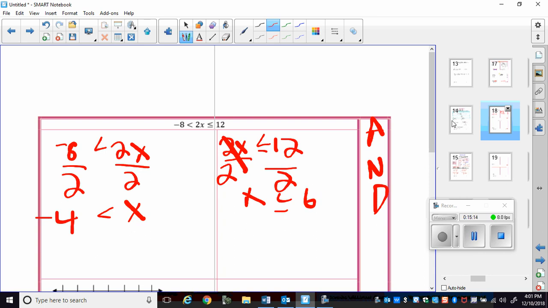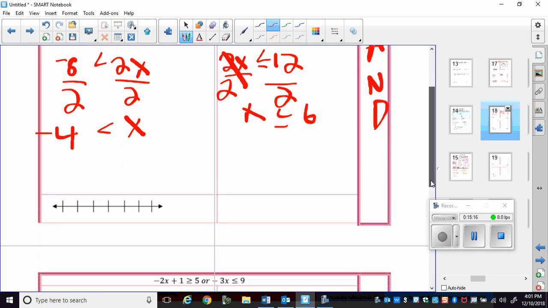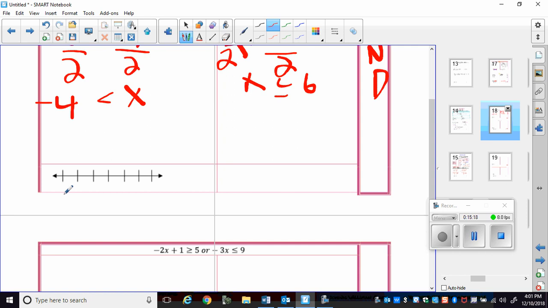Okay, so relatively easy. This is an and statement, so we're going to have these two numbers. Negative 4 is to the left, 6 is to the right. It's an open circle at negative 4. It's a closed circle at 6, so make sure the circle's closed. And then we just draw our and statement with the line connected to the endpoints.